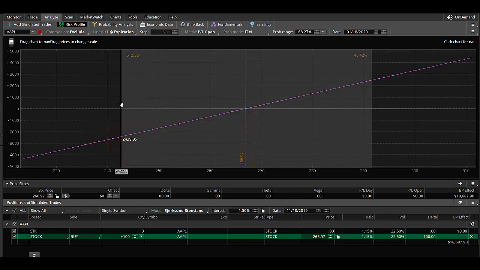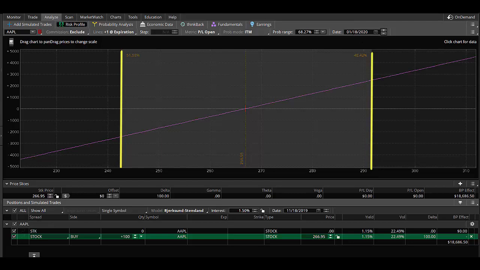While I mention this shaded area, here's what this actually means on this broker platform, Thinkorswim. If I set this date up here to the date that I want, and in this case I have it set to January 18th, 2020, which is the January options expiration, what it does is it shades the area of the expected move, or the move that would be more than likely to happen. 68% chance that Apple will finish in between this range from 242 up to about 292.